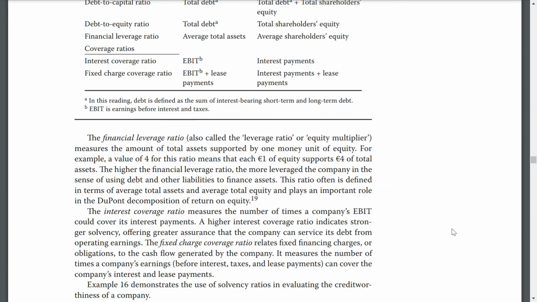The financial leverage ratio, also known as the leverage ratio or the equity multiplier, measures the amount of total assets supported by one money unit of equity. For example, a value of 4 for the ratio means that each €1 of equity supports €4 of total assets. The higher the financial leverage ratio, the more leveraged the company is, in the sense of using debt and other liabilities to finance assets.